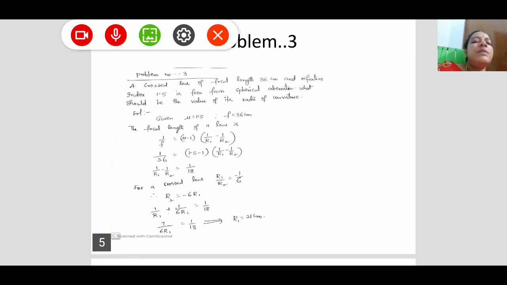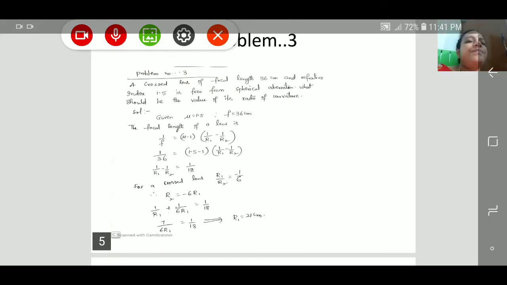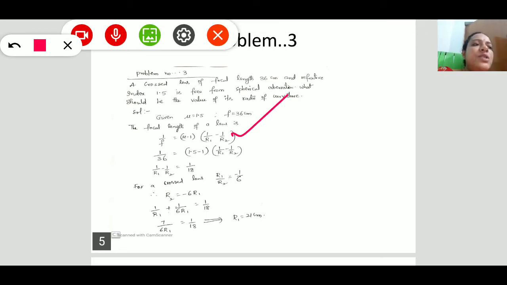Here the lens formula: 1 by f is equal to mu minus 1 into 1 by r1 minus 1 by r2. By substituting the crossed lens focal length, since the crossed lens is used to minimize the aberration, 1 by 36 is equal to 1.5 minus 1 into 1 by r1 minus 1 by r2. By this we get 1 by r1 minus 1 by r2 is equal to 1 by 18.